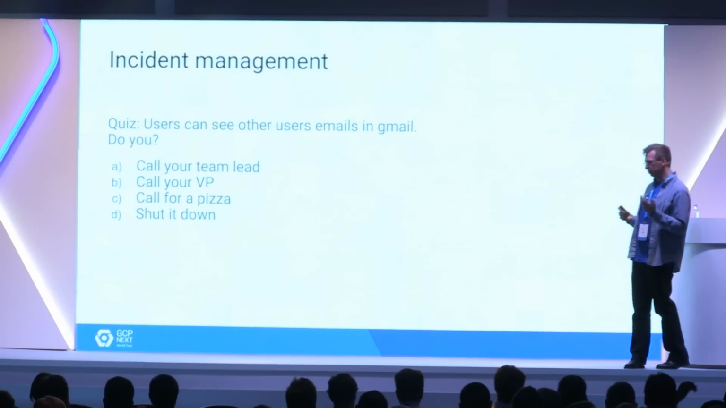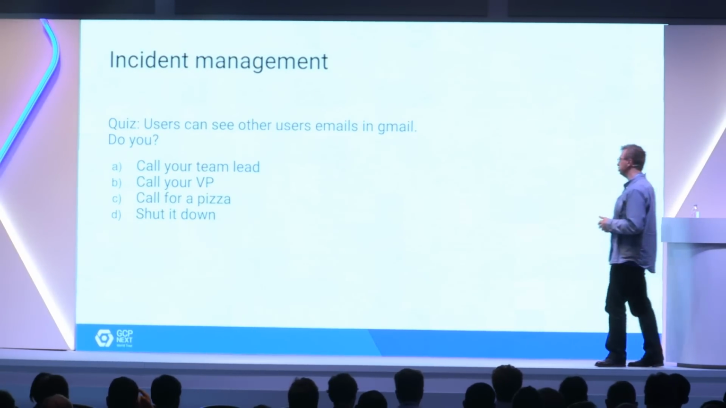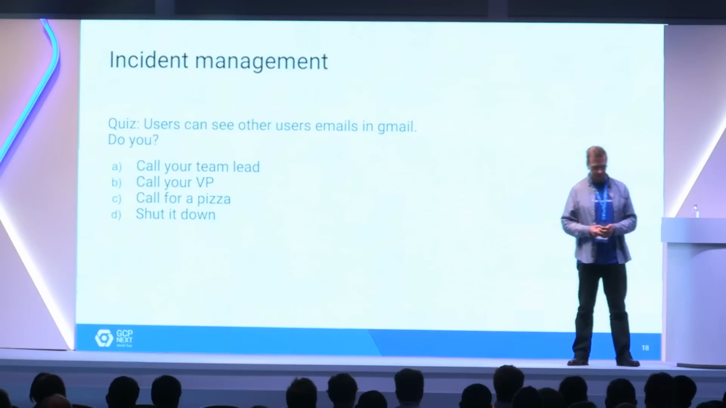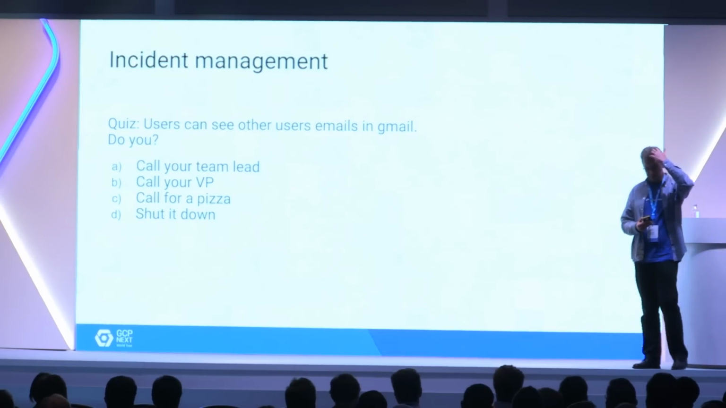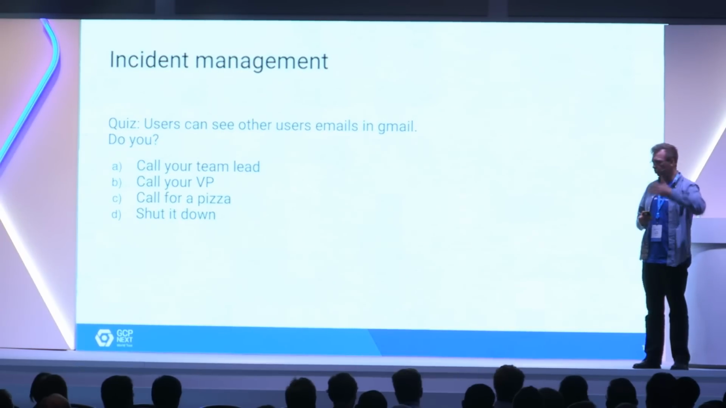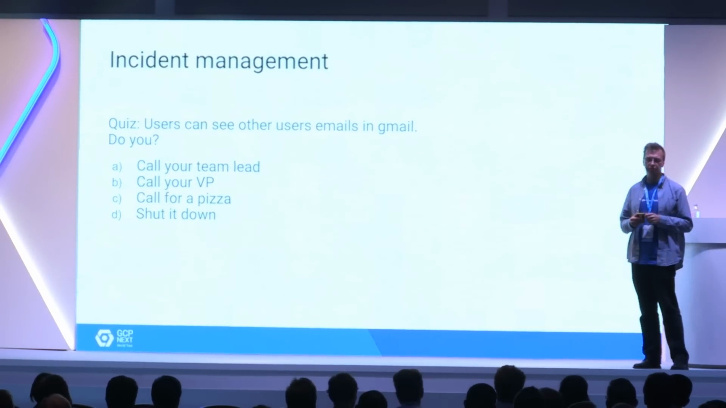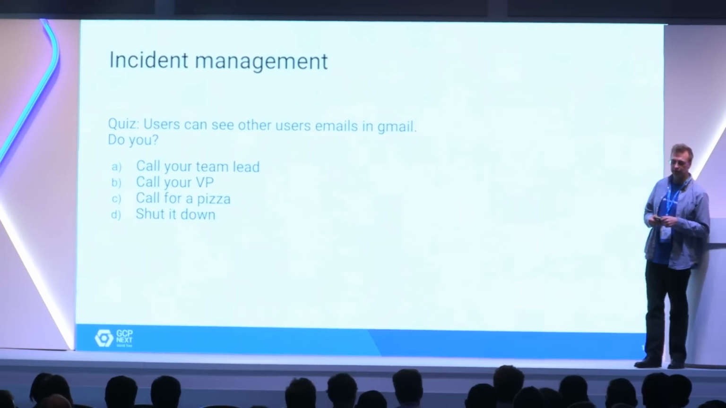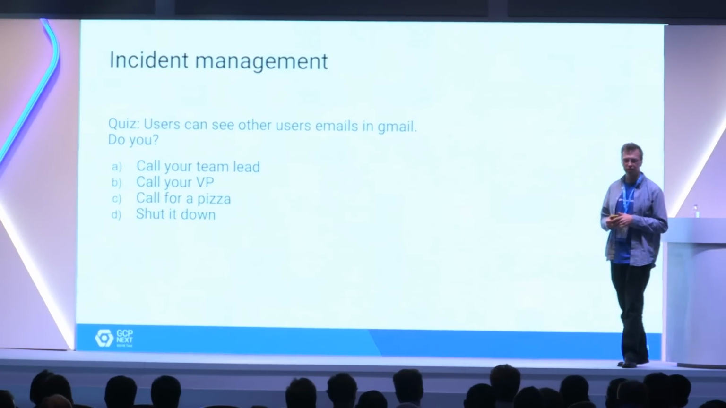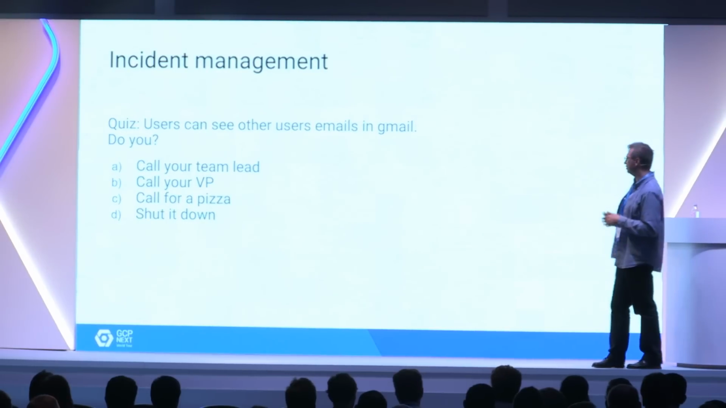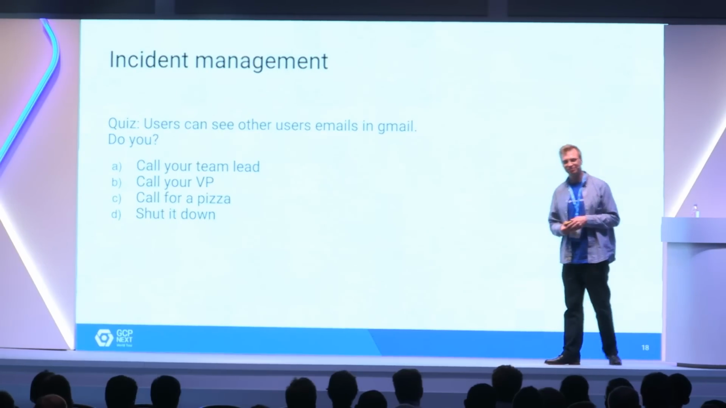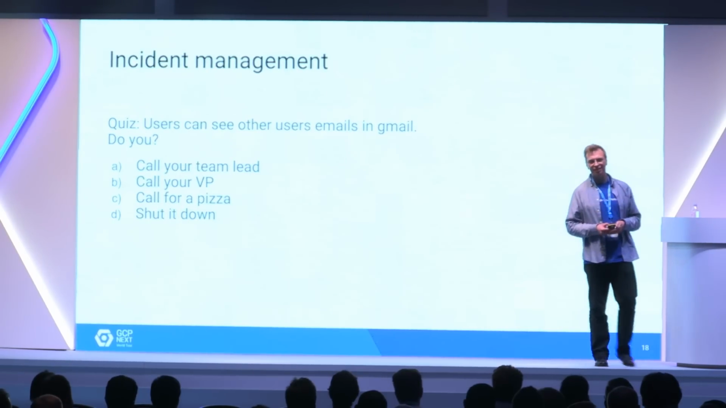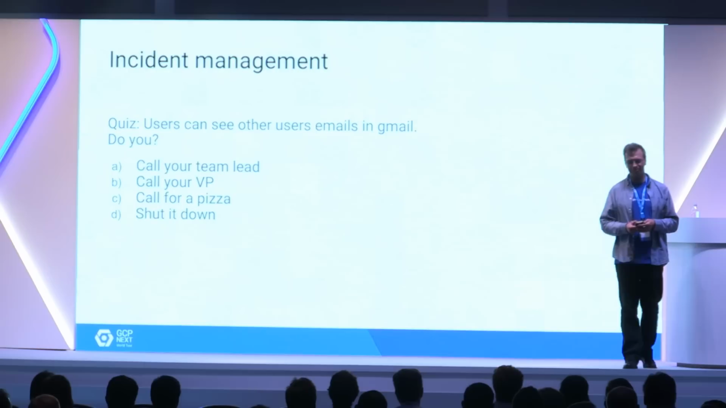So I've got a little quiz for you now. Let's assume that you are a Google SRE. Put yourself in my shoes, and let's imagine you look after Gmail, and you get a support report that says that users can see other users' emails in their Gmail. Now there are 4 options that I'm going to give you that you could do. Would you like to call your team lead, call your VP, call for a pizza, or shut it down?